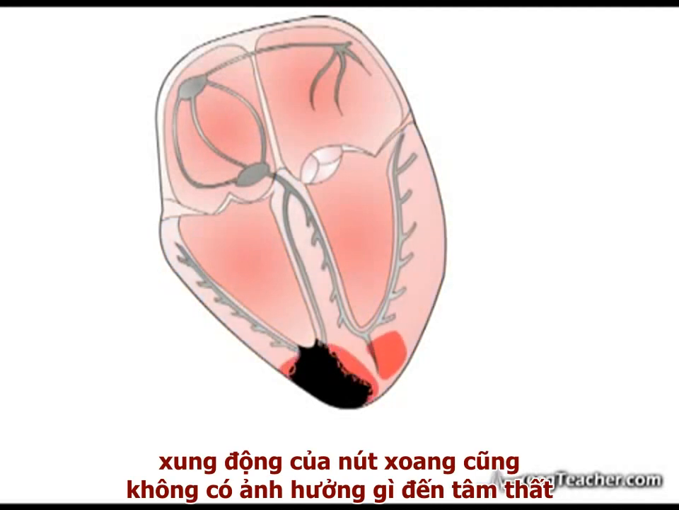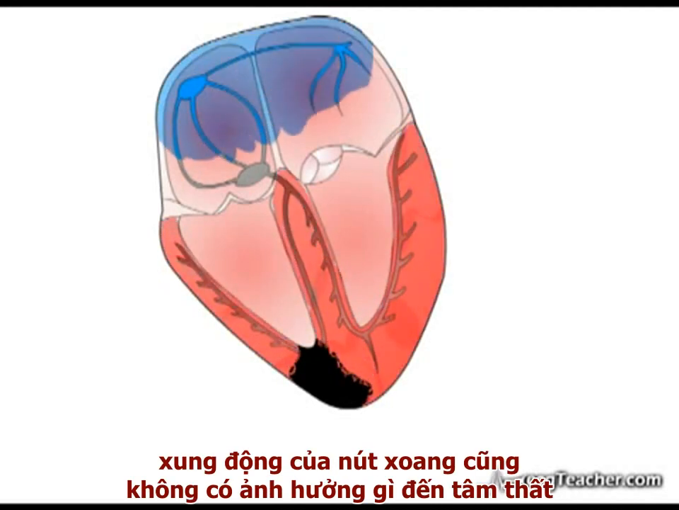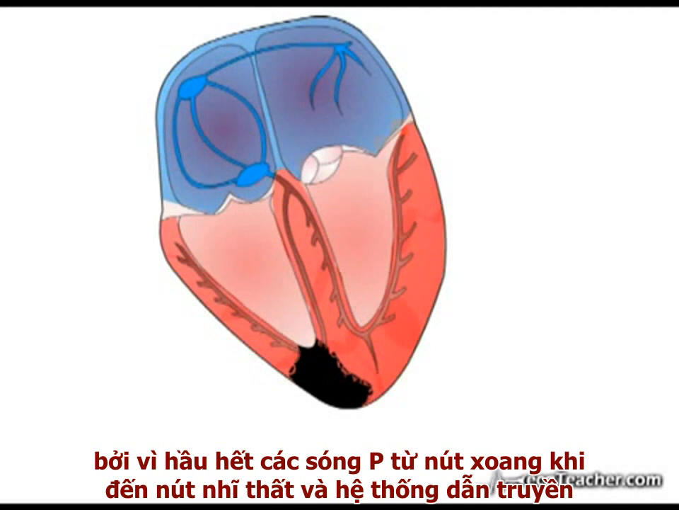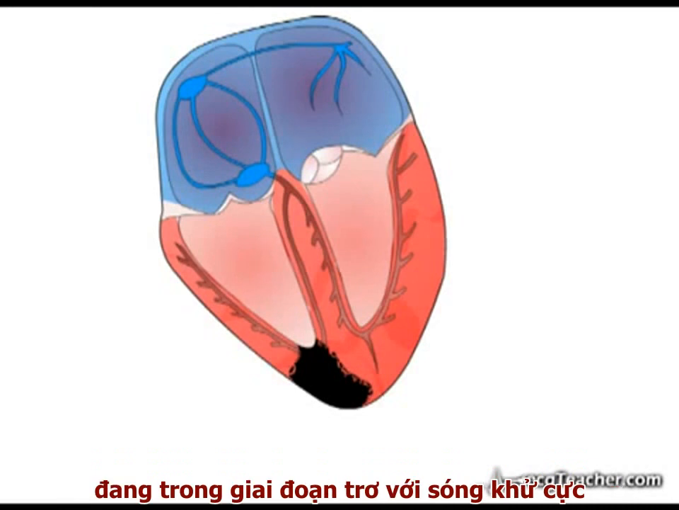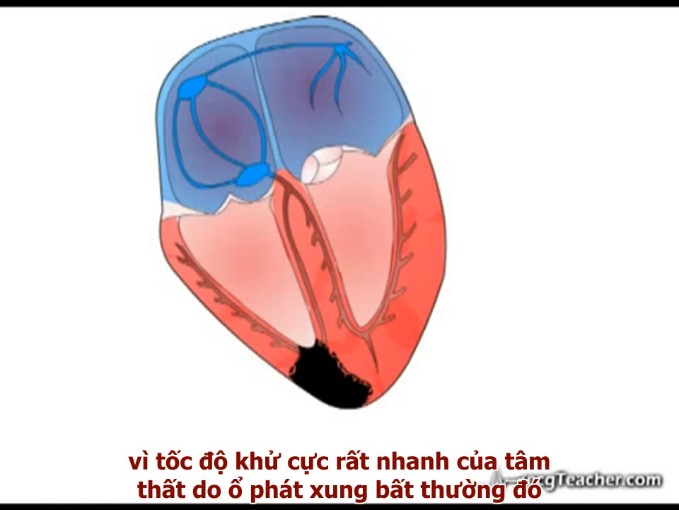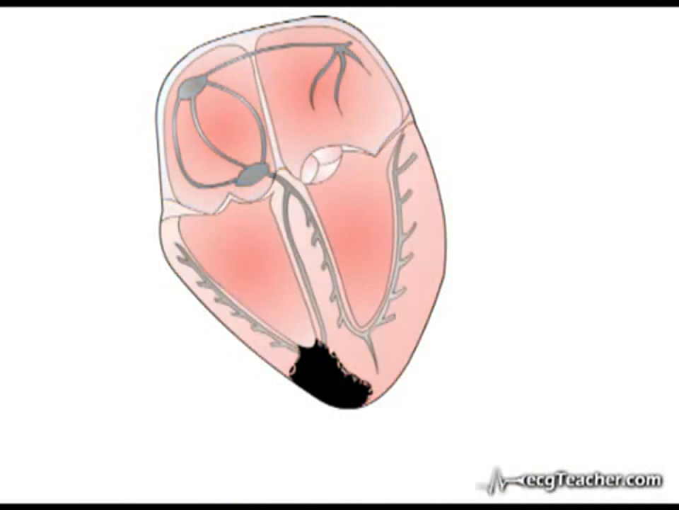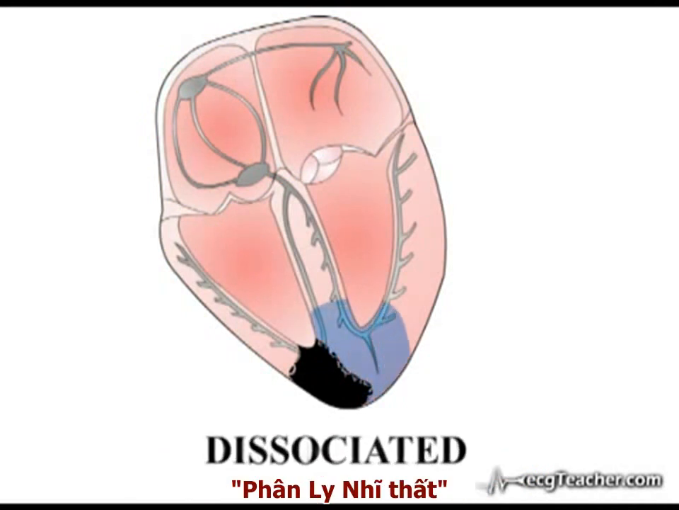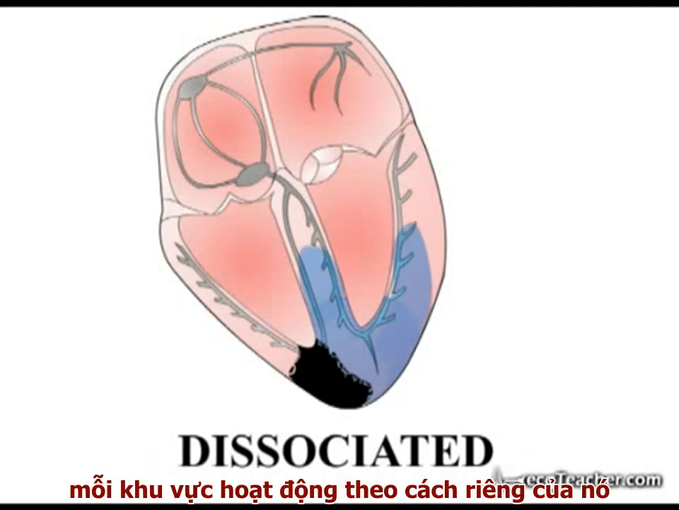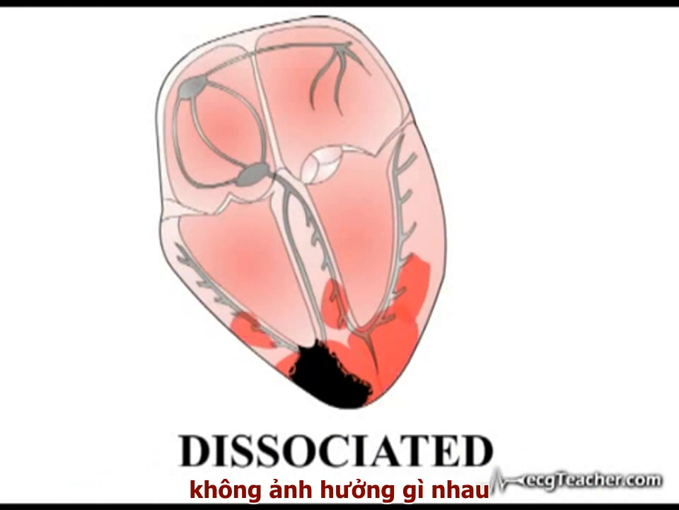Equally, the SA node discharges have no effect on the ventricles, as the great majority of P waves arriving at the AV node find the conducting system and ventricular muscle mass refractory to depolarization due to the rapid rate of discharge from the abnormal focus. Electrical events in the ventricles and atria are dissociated. The two regions are both doing their own thing, uninfluenced by one another.